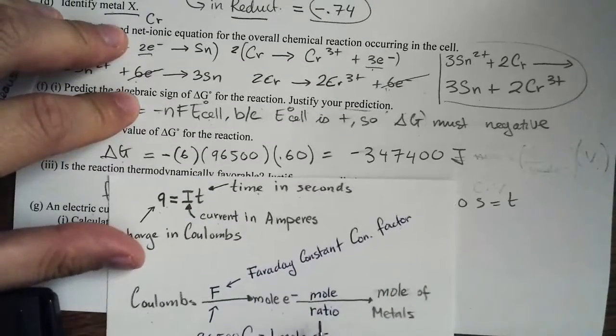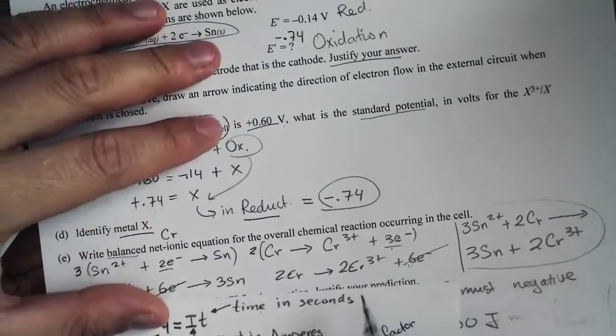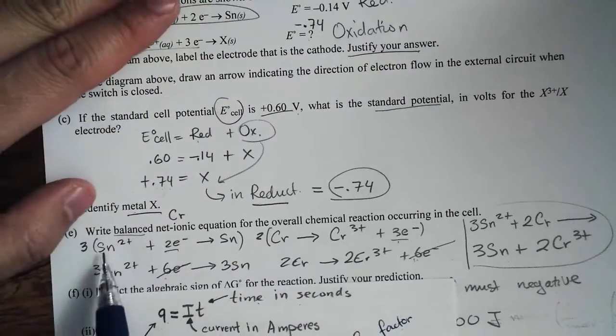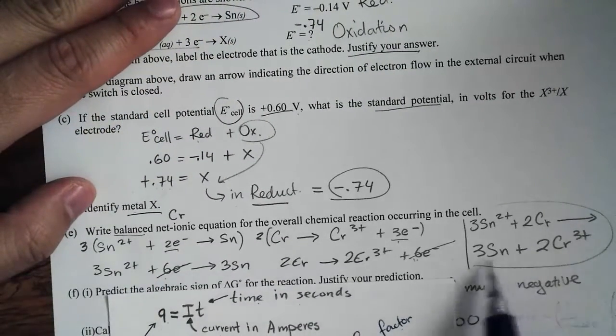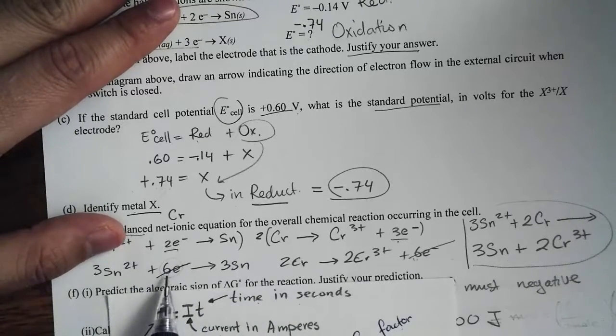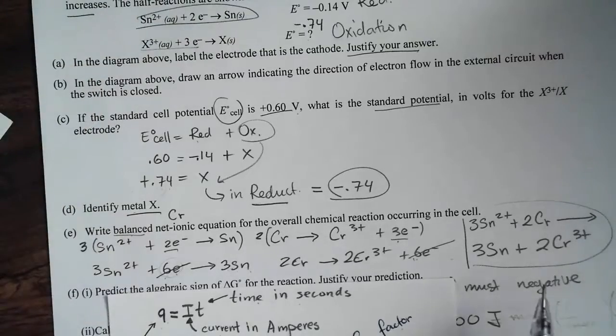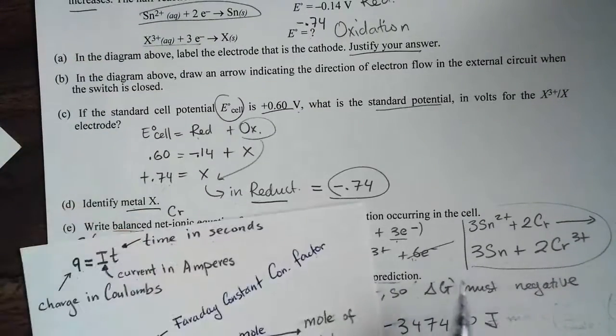And where's the mole ratio going to be from? Of course, it's going to be from the balanced chemical equation right here. You know how we have 10, and the balanced chemical equation tells us that there are 6 electrons being transferred. So we can say that there are 6 electrons for every 3 moles of Sn. So that's how we solve for it. So let's go back to the problem.